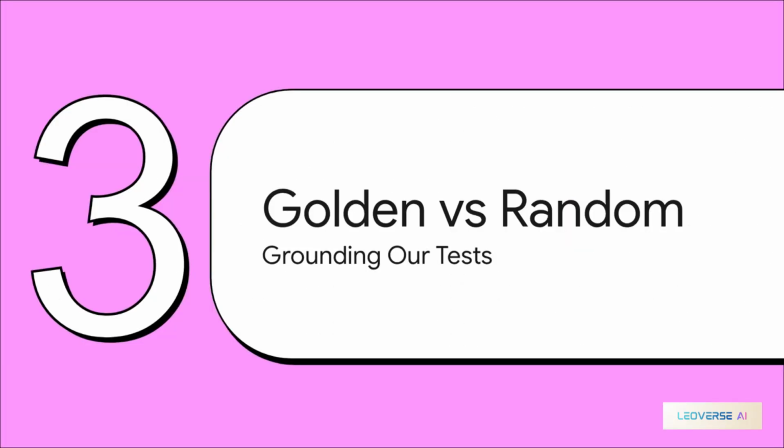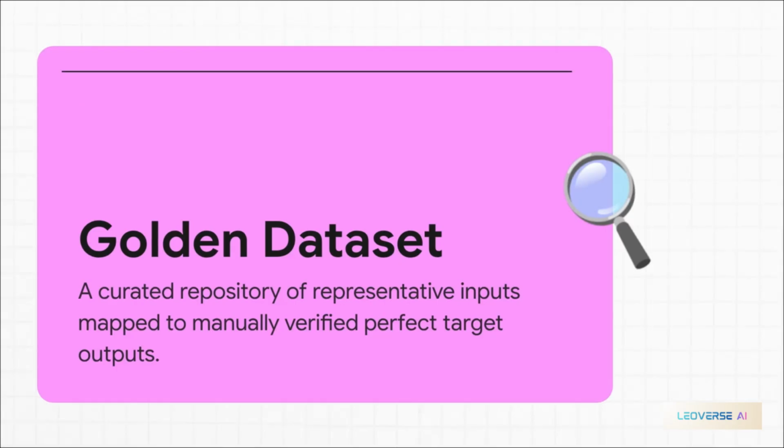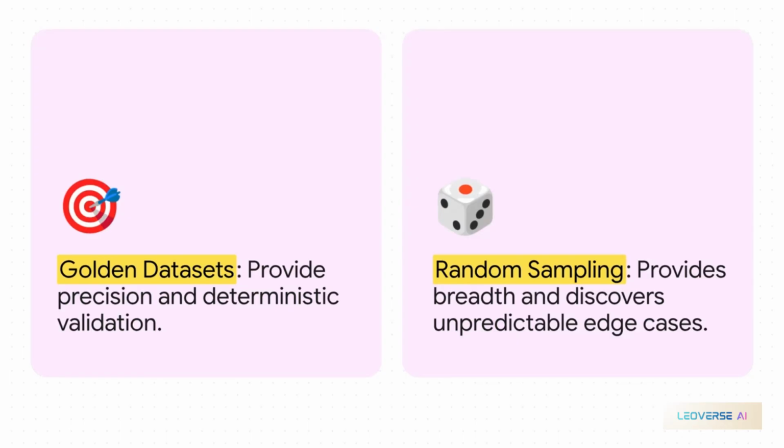Which brings us nicely to part three, data sets, golden versus random. We have to figure out exactly what data to use to ground our tests. You can think of a golden dataset as your ultimate answer key. It's a statically defined, version-controlled repository of representative inputs that are mapped to manually verified, absolutely perfect target outputs. A well-curated dataset of maybe 100 to 300 complex scenarios acts as a solid, mathematically defensible standard for managing the risk of your models. But you really can't rely on a golden dataset alone.